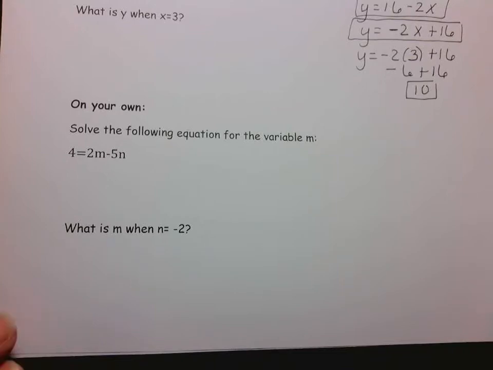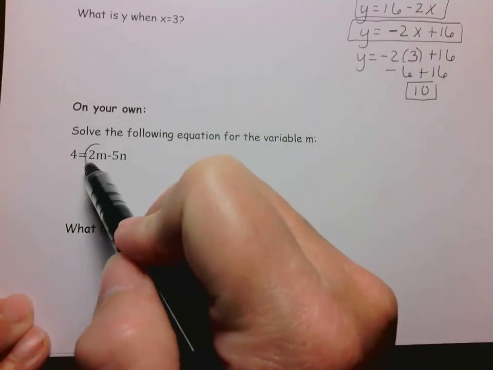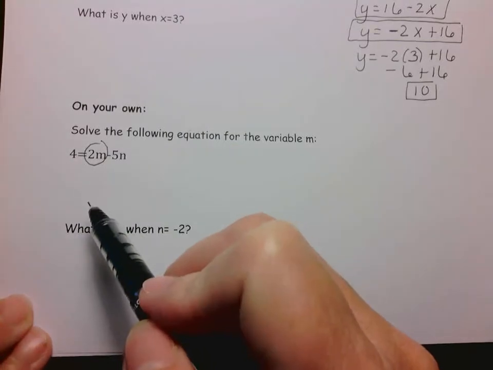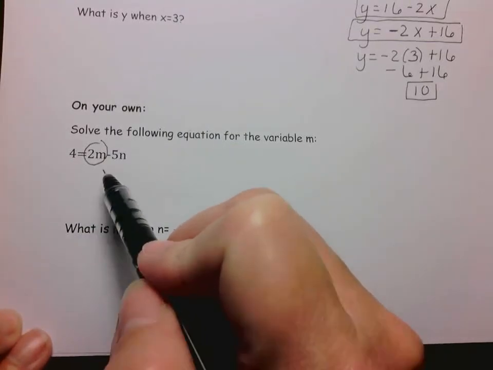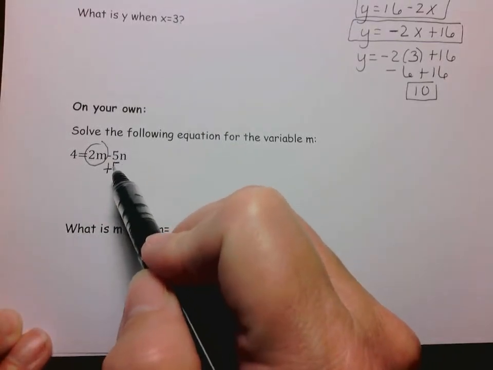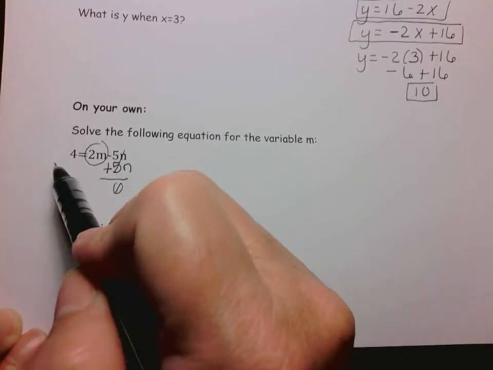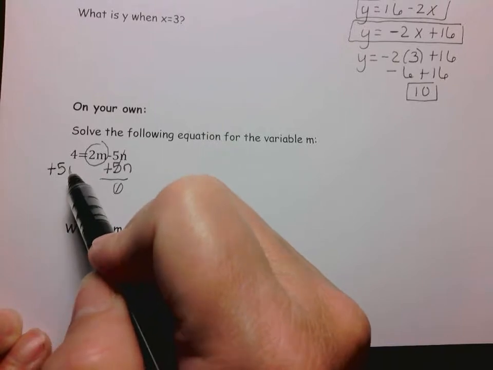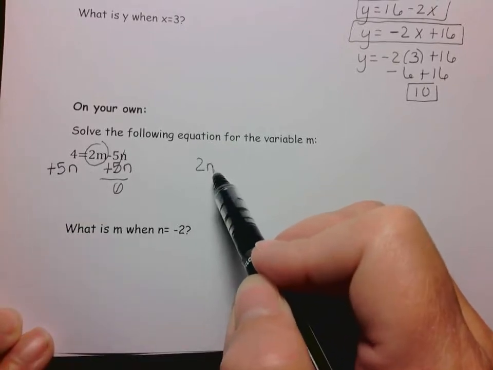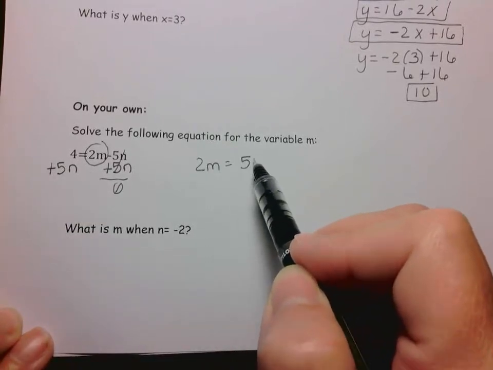Okay, so I want to solve for m, so I'm going to circle out the term that has the variable I'm trying to solve for. I want to deal with that last. So I want to add 5n to both sides. And when I do that, I get 2m equals 5n plus 4.